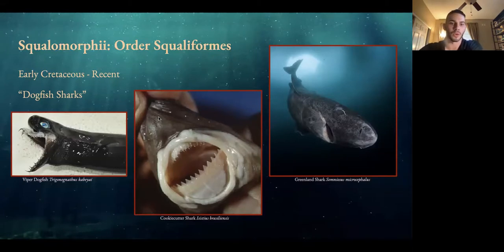Another example of a squaliform is the cookiecutter shark, Isistius brasiliensis. These have teeth that are kind of like a conveyor belt. They are interlocked laterally. And these produce those circular chunks out of their prey that give them the name cookiecutter shark. And then lastly, we have the Greenland shark pictured here, Somniosus microcephalus, which is a massive squaliform. These are actually known to be the longest living vertebrates, with some of them approaching 400 years in age.